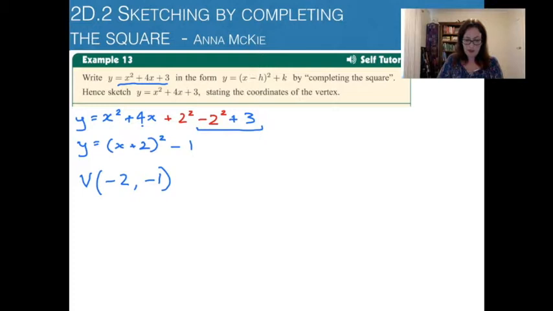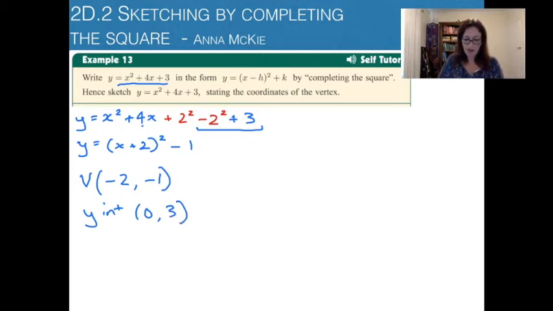And it's also very handy to know what the y-intercept is, but you don't need to worry about working it out from here. Go back to the very original, and we know that that constant number on the end is our y-intercept. So our y-intercept is 0, 3.